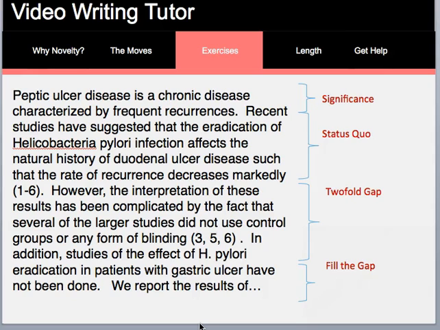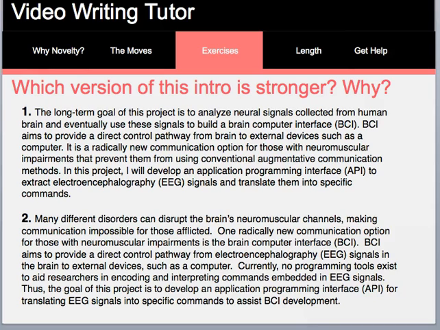And then we don't even really need to know what their filling the gap is, because I can imagine it is going to be that we report the results of a study that has used blinding and done on patients with gastric ulcers. So again, we're really primed there. So one last exercise to clarify things. Again, pause your video and read through these two sample introduction paragraphs, and then think about which version is stronger to you.